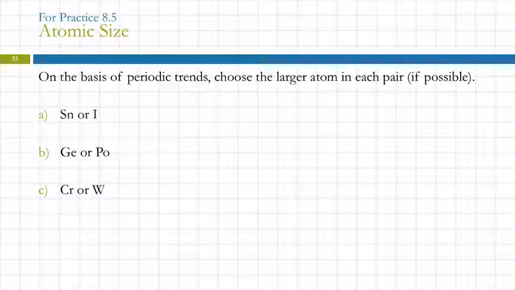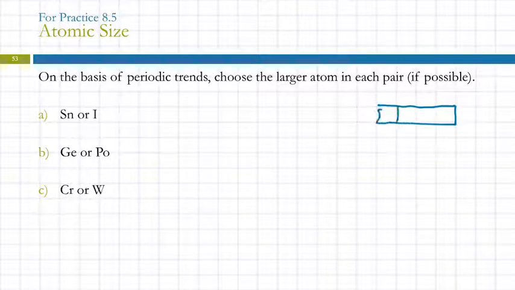So we should be able to answer questions like this. On the basis of periodic trends, choose the larger atom in each pair if possible. Tin or iodine. So we need a periodic table to do this, and there's not one on the slide, so I'm just going to draw the relevant part of the periodic table. So there's tin and there's iodine. They're in the same period. Which one's larger? Tin. Tin is larger because as we go across a period, the effective nuclear charge increases, pulling the electrons in, making the atoms smaller. Going to the right, they get smaller. We're trying to find the larger one. So tin is larger.